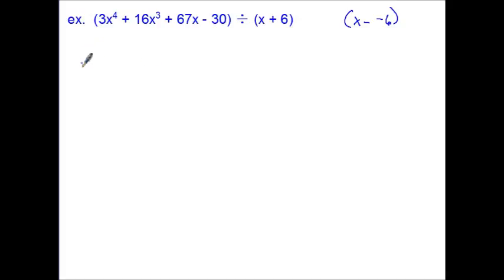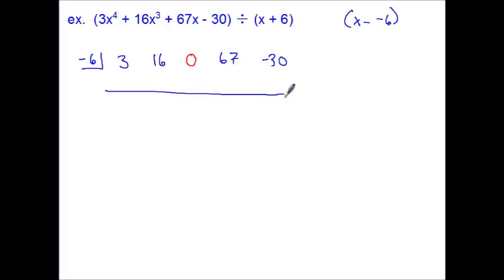So again, as far as my box, if you will, I put the -6 in the box, and then again I write my coefficients down. So my 3x to the fourth, and then 16x to the third, and then wait a sec, I don't have an x squared. So I sure better add in a 0 to hold its place. Alright, and then I get my 67, and then I got my -30. Alright, underline, etc., remainder box.